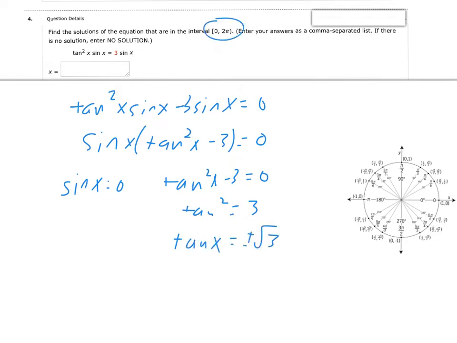Again, we're looking 0 to 2 pi here. So for the sine x equals 0 for this first one, I see that that's here at 0 and then also at pi.